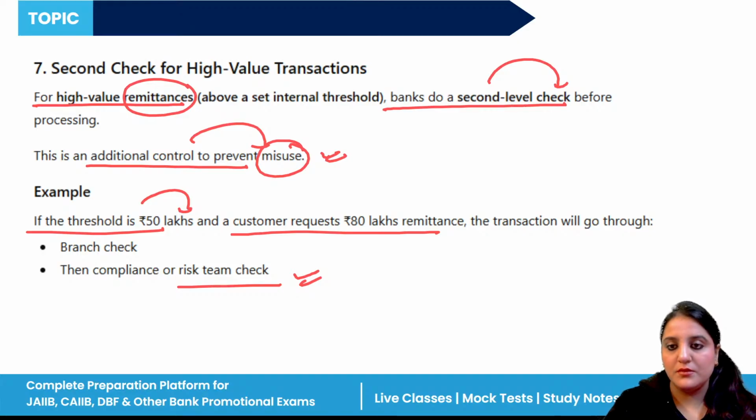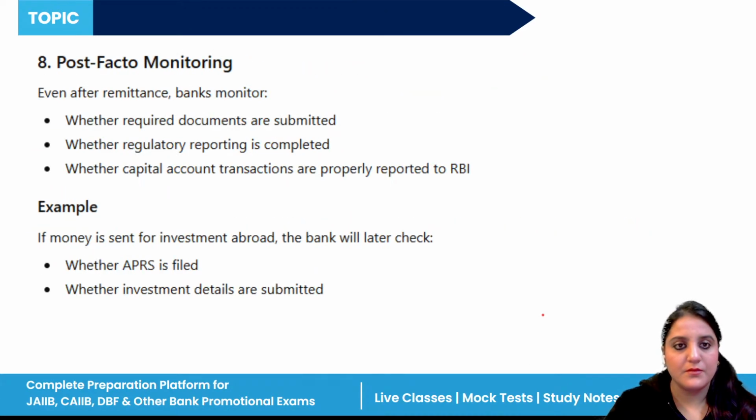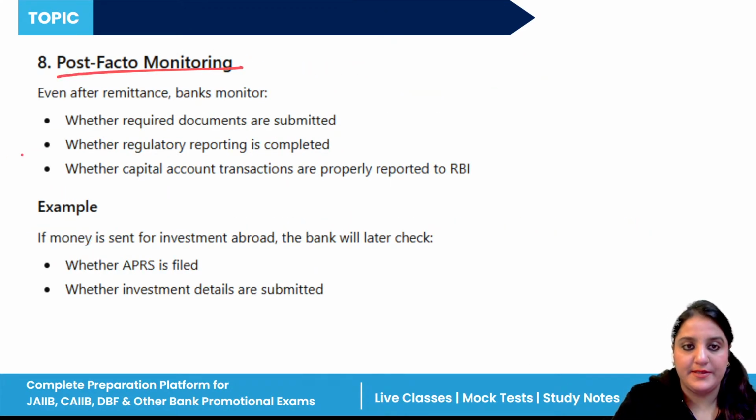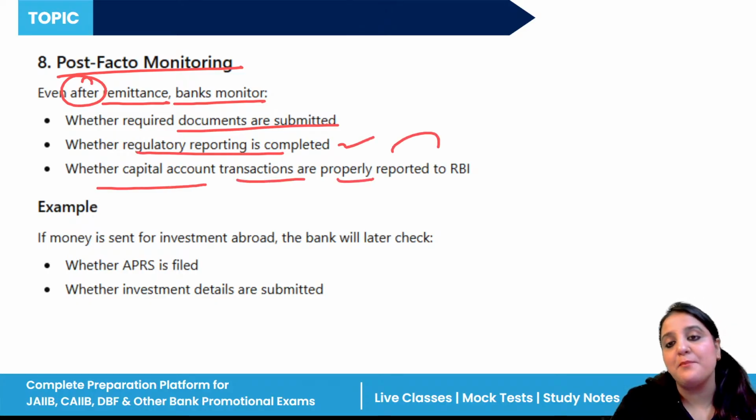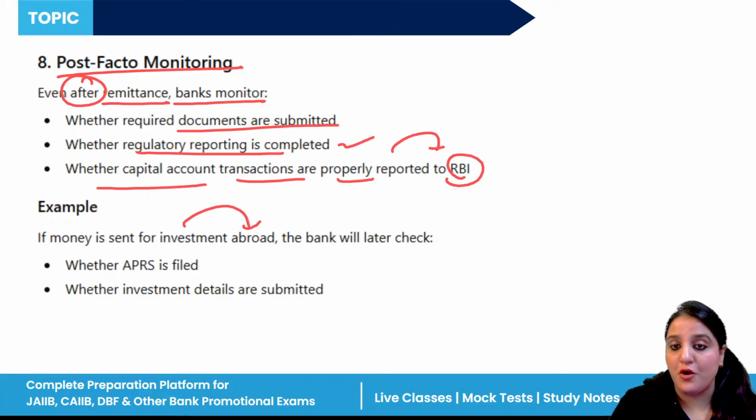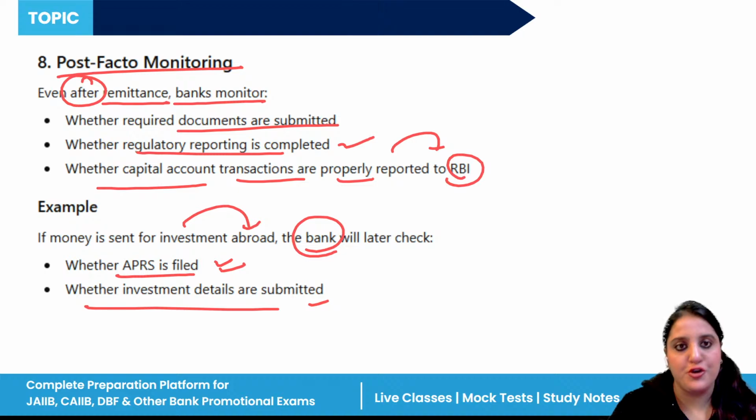Now, here, let's learn about post facto monitoring. Even after the remittance, the bank monitors whether the required documents are submitted, whether the regulatory reporting is completed, and whether the capital account transactions are properly reported to the RBI. If money is sent for investment abroad, the bank will later check whether the APR is filed, the annual report, and whether investment details are submitted or not.